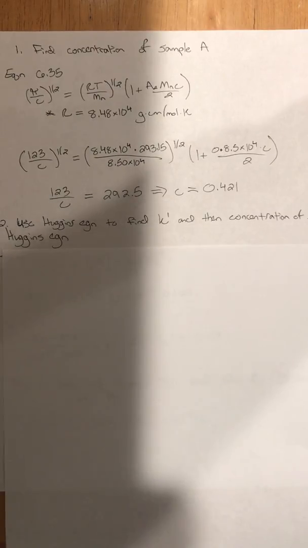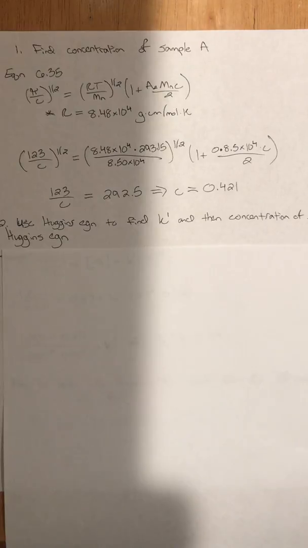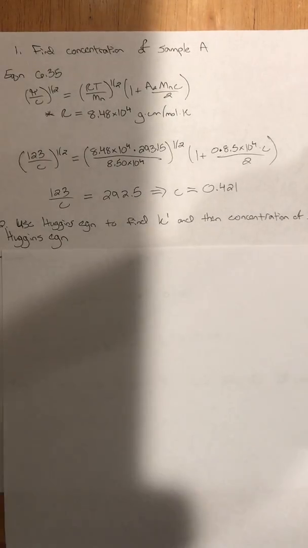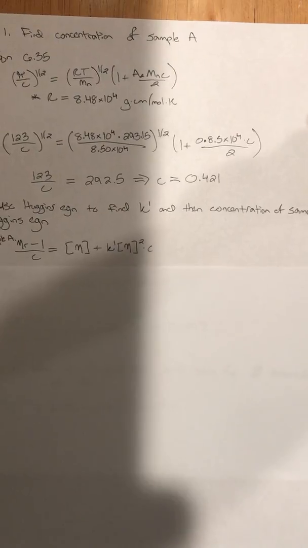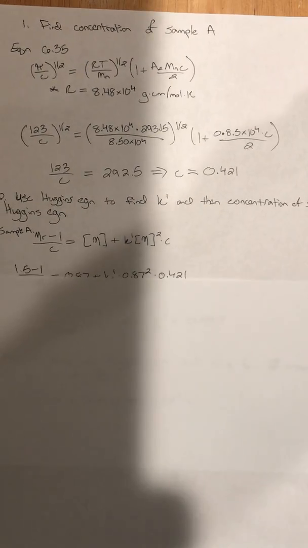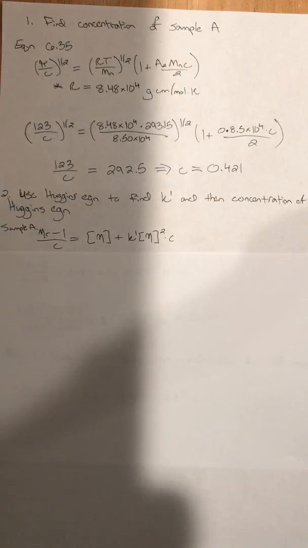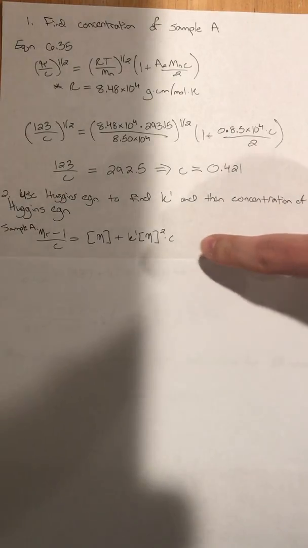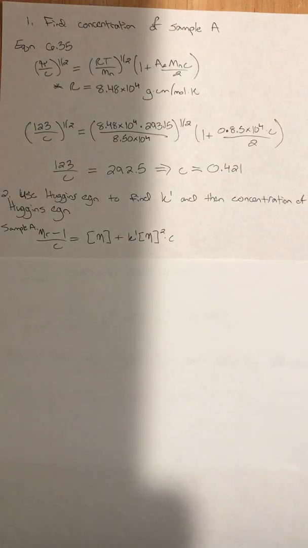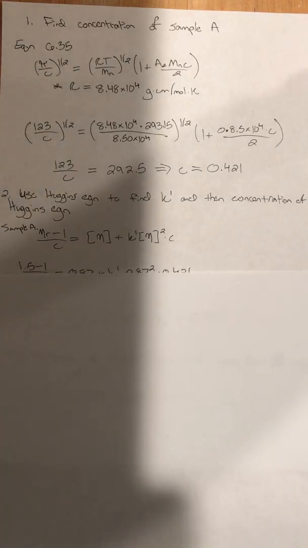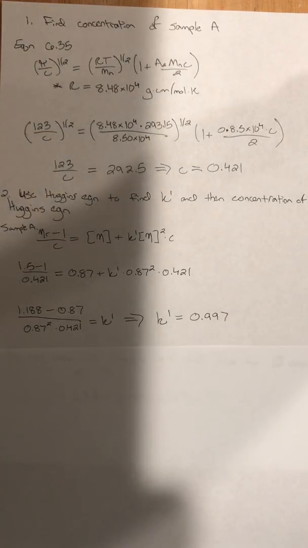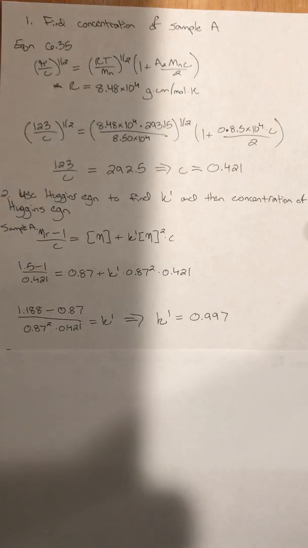Now we can use this to find K prime from the Huggins equation and then get the concentration of sample B from that. For sample A, these are the calculations I did. The Huggins equation is here, where the relative viscosity minus 1 over the concentration is equal to the intrinsic viscosity plus K prime times the intrinsic viscosity squared times the concentration. And then you calculate out to get K prime of 0.997.